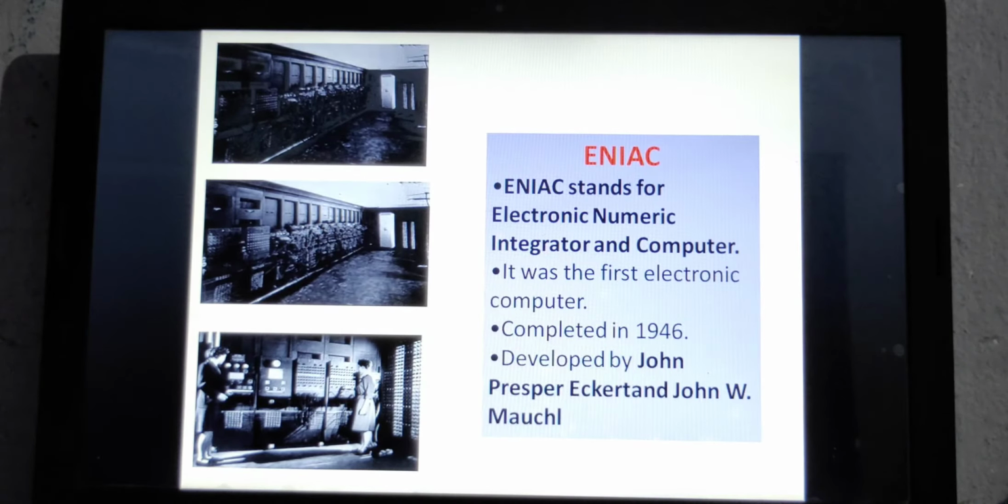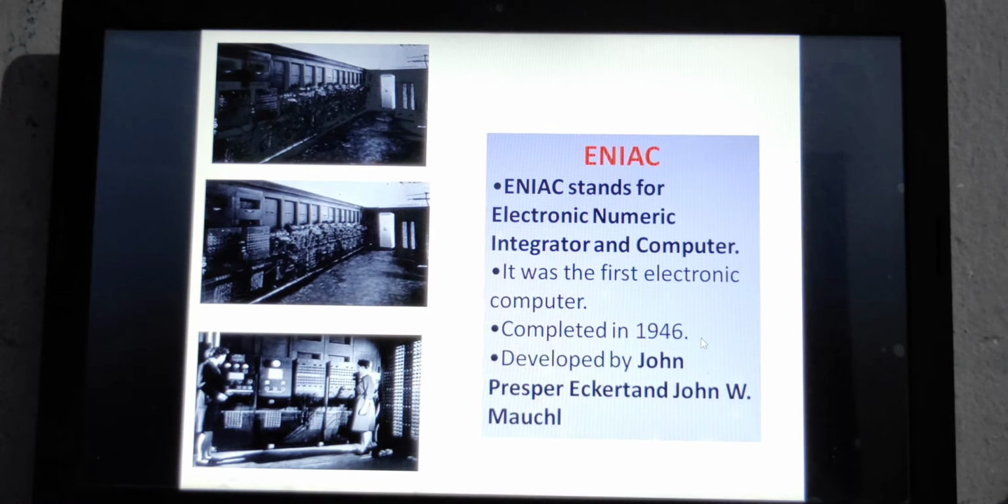And now I have given you information about ENIAC. So what is ENIAC? ENIAC stands for Electronic Numerical Integrator and Computer. E stands for electronic, N stands for numerical, I stands for integrator, and C for computer. So it was the first electronic computer.